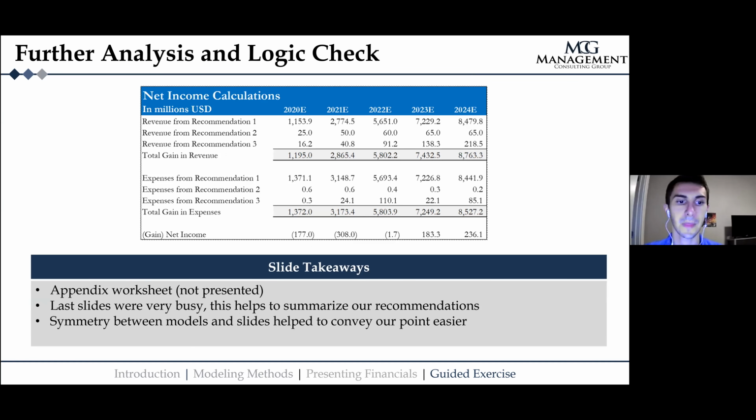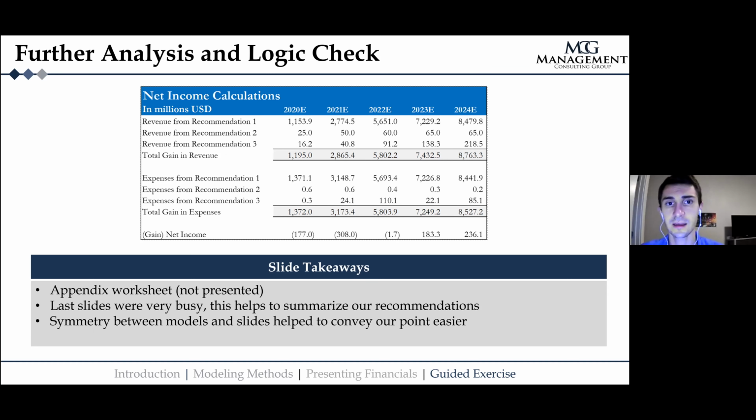So here's our net income. Once again, this was all in the appendix. This wasn't something presented. If we had presented it, I think the judges would not have heard a word we said. They would have been focusing too much on what they were reading. So this appendix slide, since the last slides were really busy, helps summarize our recommendations, and the symmetry between models and slides helps convey our points more easily.